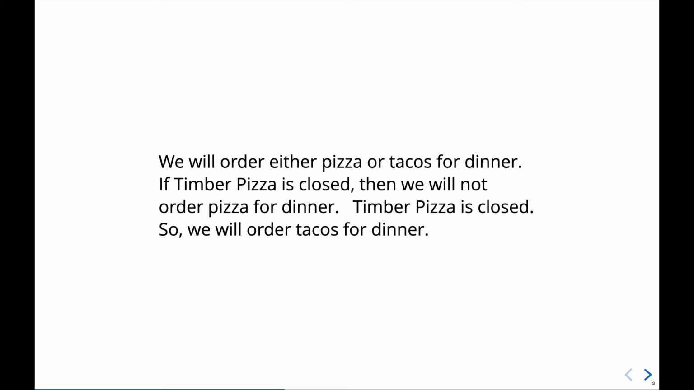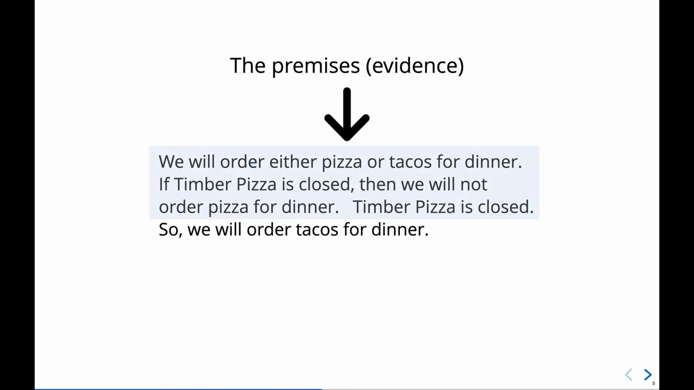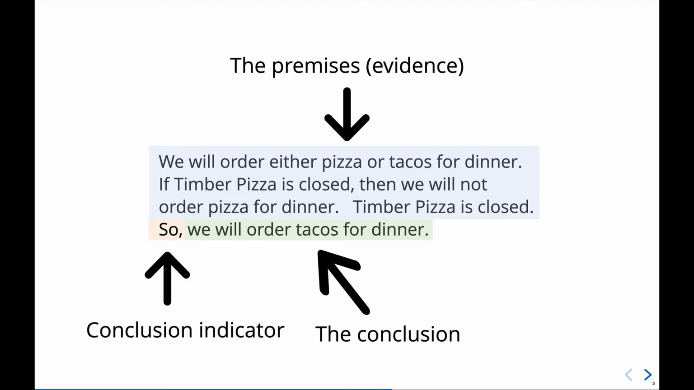Now, we're not going to spend time now analyzing this argument, determining whether or not this is a good or a bad argument. I just want to talk about the notation we will use to refer to different parts of the argument. Now, the first block of text will be called the premises, or the evidence presented in the argument. The last sentence here is called the conclusion. We will order tacos for dinner. That's what you are concluding. That's what you are arguing for. And finally, this word so is the conclusion indicator. And the conclusion indicator is what helps you identify what the conclusion is.